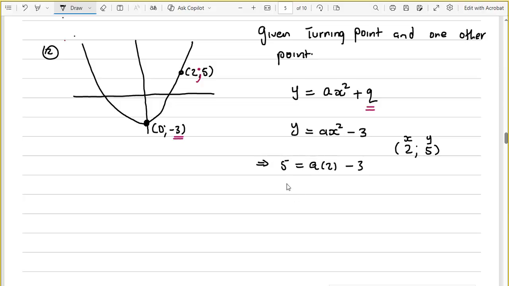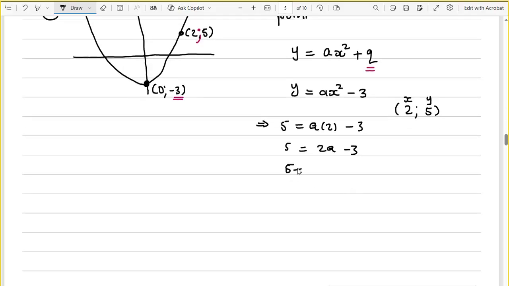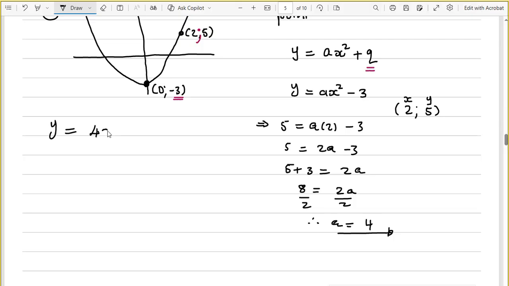Then now, this will be 5 equals 2a minus 3. The 3 comes this side to be positive. This side we still have 2a. Then this gives us 8. This gives us 2a. Divide by 2. Divide by 2. The value of a is 4. So you can see that the value of a is positive, right? So the graph is concave up. So when you substitute back to the equation, this gives us 4x squared minus 3. That's the equation of the graph. You understand?